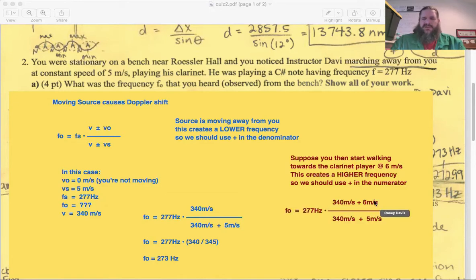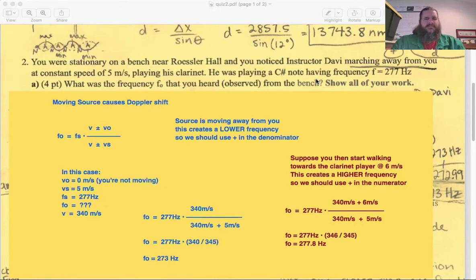So 340 plus 6 over 340 plus 5, that'll be 277 hertz times 346 over 345. The units cancel out again. So that'll be just a little tiny bit more than 277. 346 over 345. Yeah, 277.8. So it hardly changes. So this will be the frequency you hear if you get up and start walking after the clarinet player. Any other questions on that one?